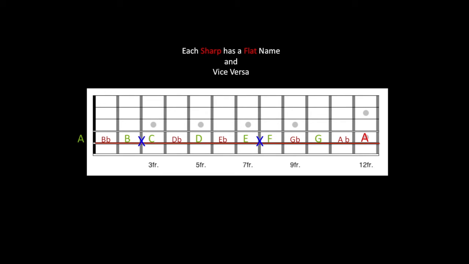What do we know after all this? Well, we know that each sharp note has a flat name and vice versa. B flat is also A sharp, D flat is also C sharp, E flat is also D sharp, G flat is also F sharp, A flat is also G sharp.